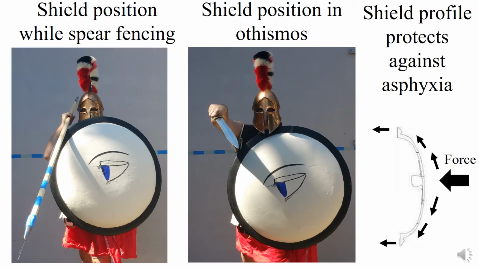I figured out that hoplites had something, though, that really most other types of combatants didn't have, and that was a very specific type of shield. And if you look at the shield itself on the right-hand panel there, you see that it has a profile that arches over the body, and it protects that part of the body which gets crushed during asphyxia.